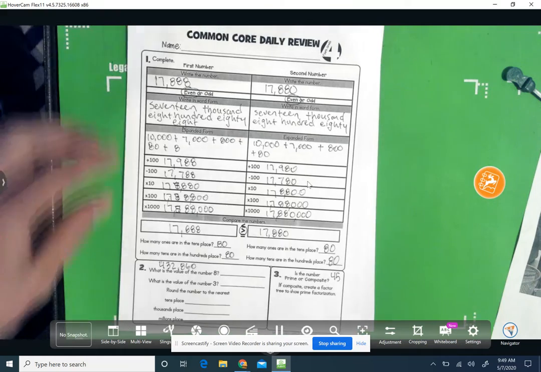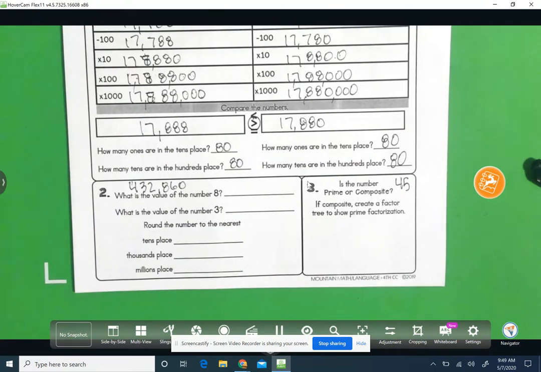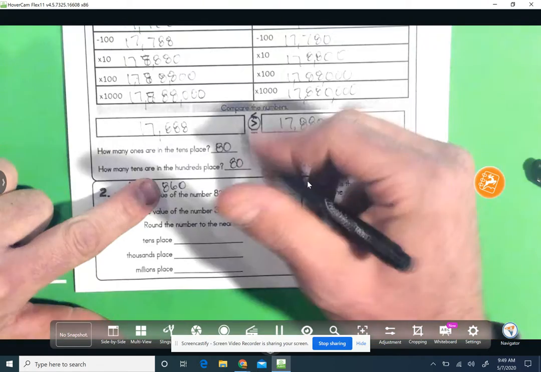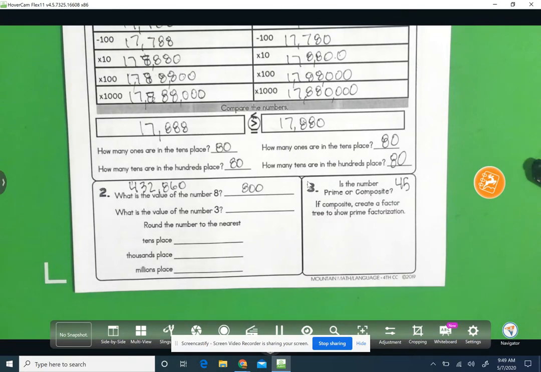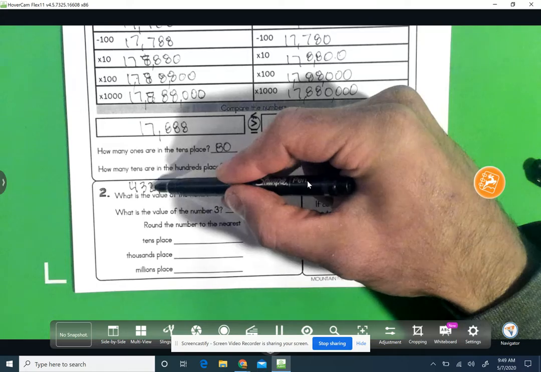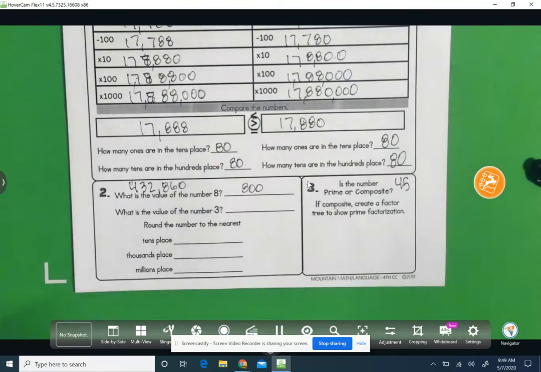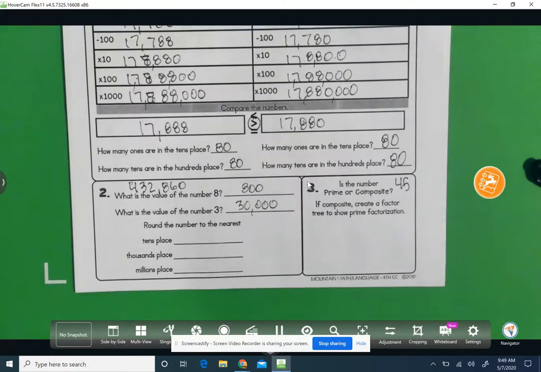We're looking at number 2 here. 432,860 is the number that we're working with today. And we need to write down the value of the 8. The value of the 8 in this number, because it's in the hundreds, is 800. The value of the 3, it's in the ones, tens, hundreds, comma, 1,000s, 10,000s place. 30,000 is the value of that 3.